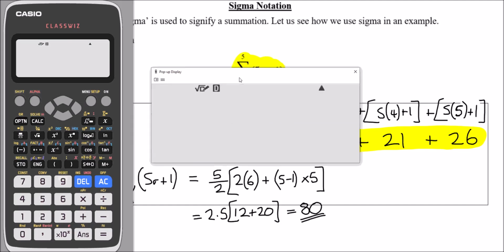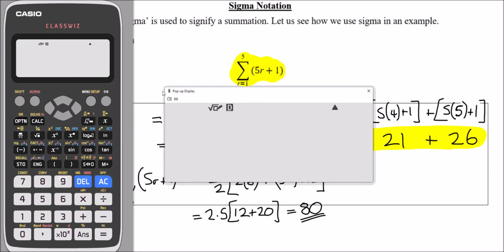And as well, the calculator very conveniently has a sigma notation built into it. If we press Shift, then the sigma, instead of r, we use x on the calculator. So x goes from 1 to 5, because r goes from 1 to 5, where we type in 5 lots of x, in our case, plus 1, press equals, and you'll see, again, we get 80.